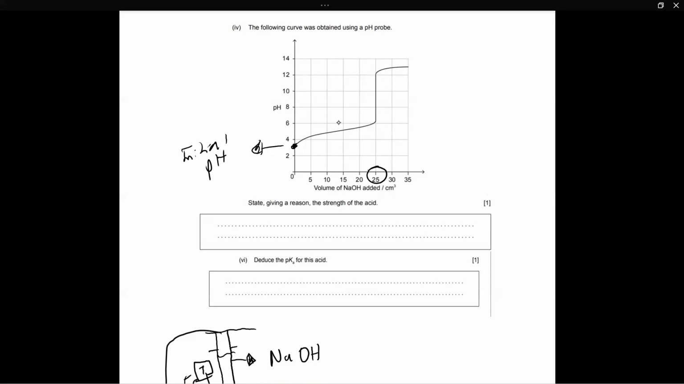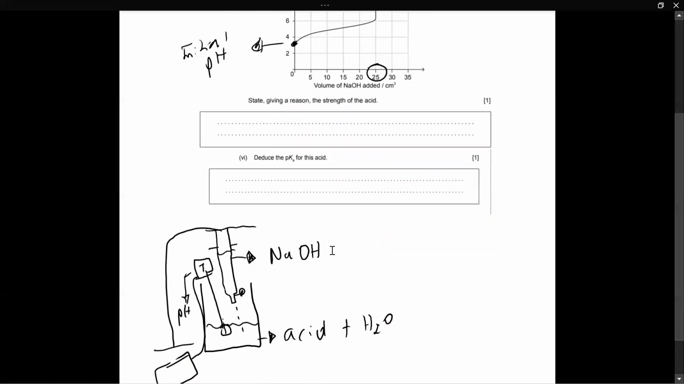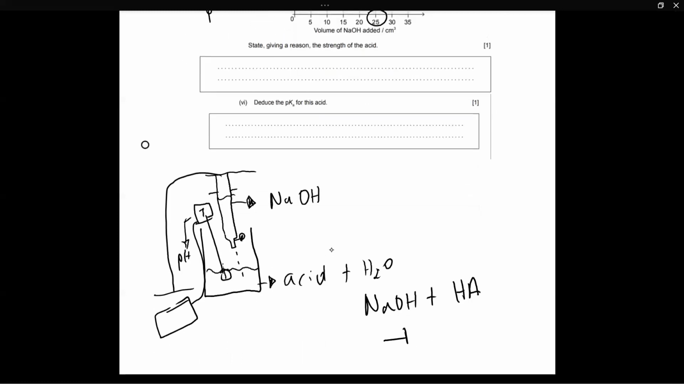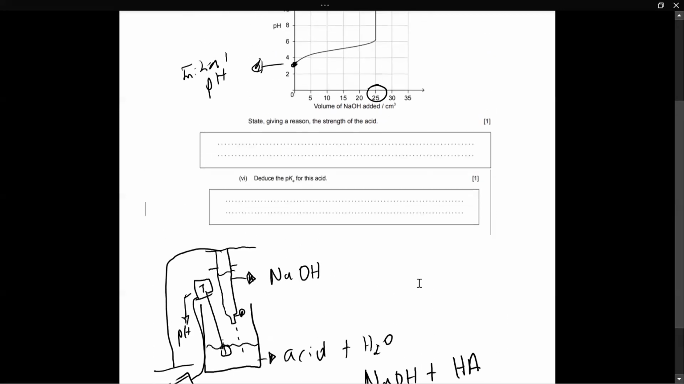So really what is happening is that as we continue to add NaOH, which as you know is a base, it reacts with whatever acid is inside over here. I'm just going to call it HA as acid. And then it produces water and a salt. I don't know what the salt is because I don't know what the weak or strong acid is, but I know that it produces H2O and salt as a result of the reaction.